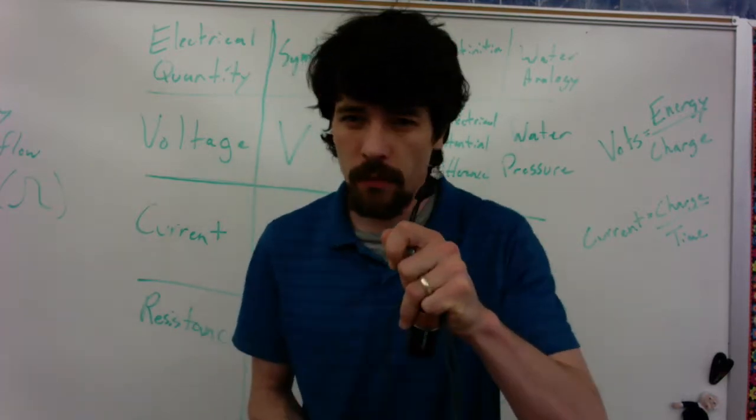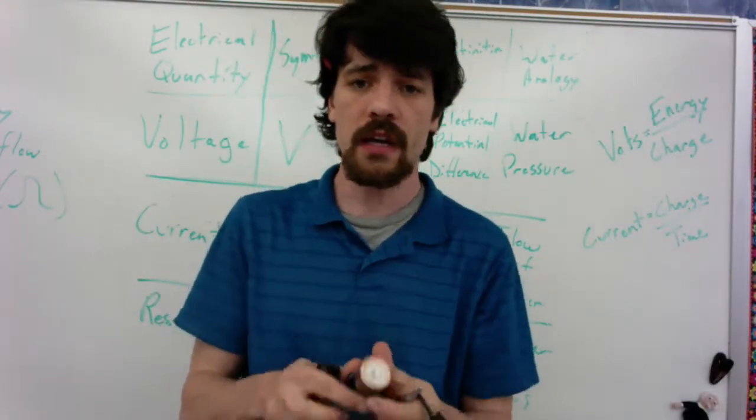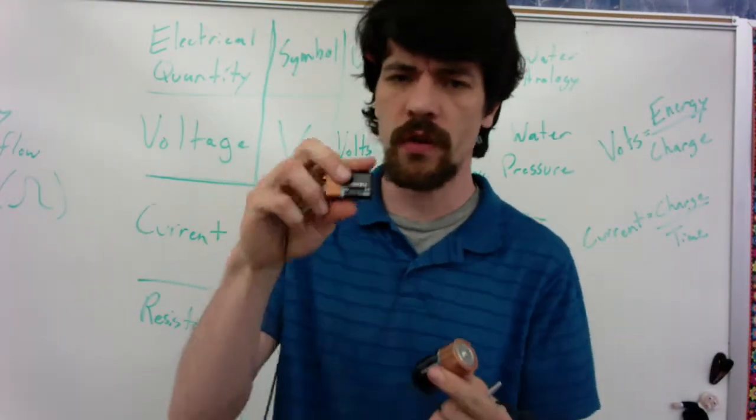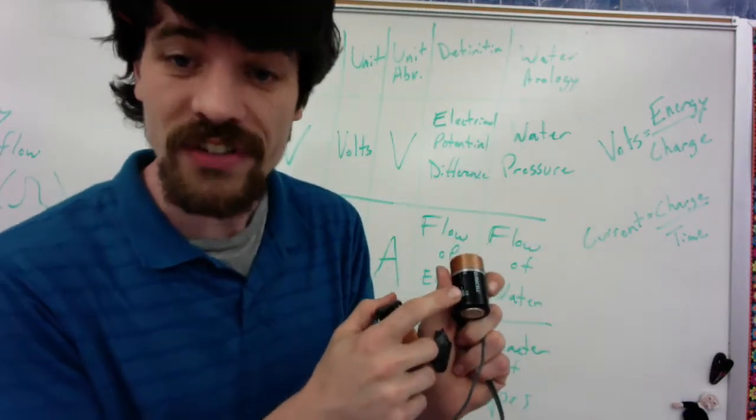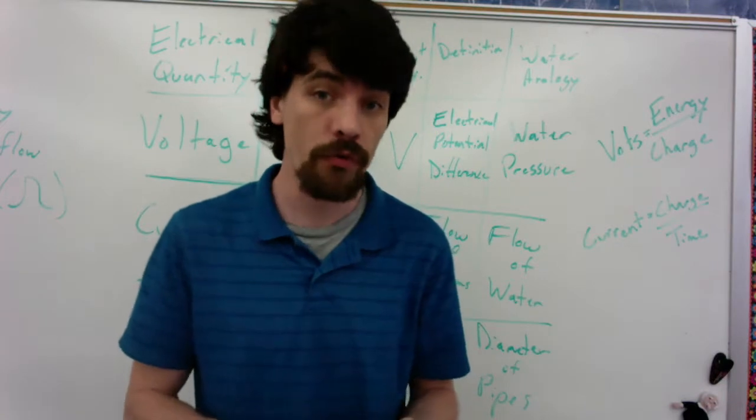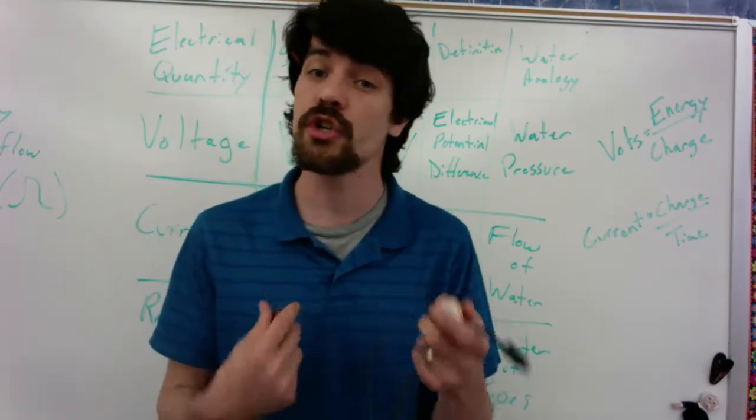If I have a light bulb like this with some wires attached, I can attach some batteries to the end of it. Here, if I have one like this, or this weird square looking one, and we take a look at this, it says 1.5 V on the side. That means it has 1.5 volts of electrical potential difference. That sounds like a weird term, so let's just show what that means.